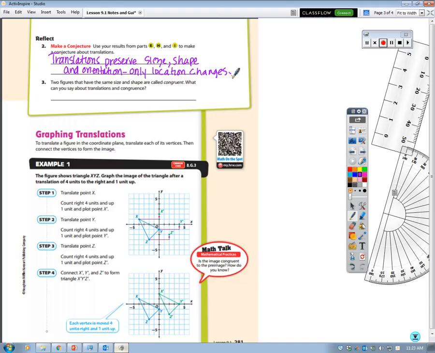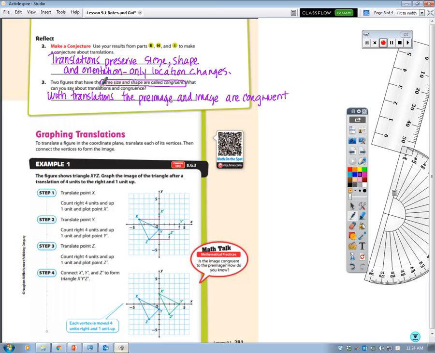So with translations, the pre-image and image are congruent. Right? So this is something you want to remember, right? So same size, same shape is congruent. So you want to commit that to memory.